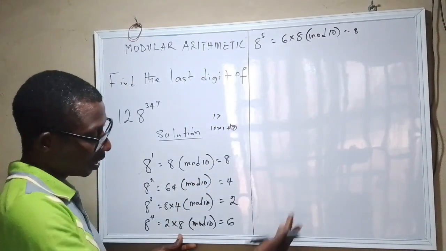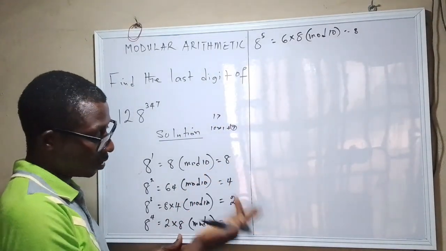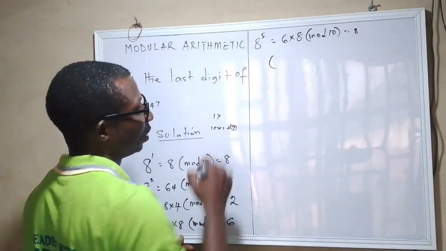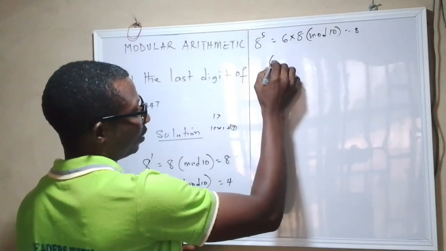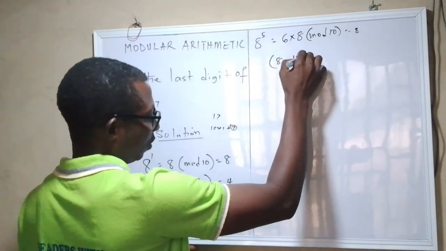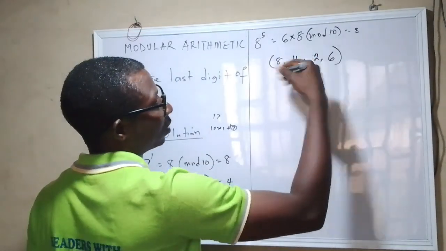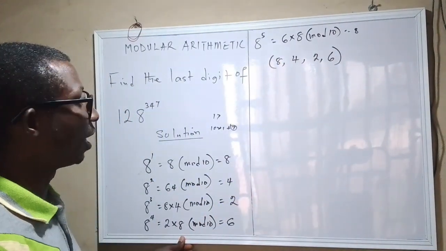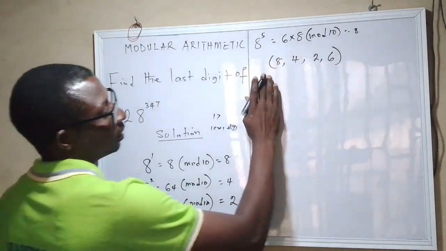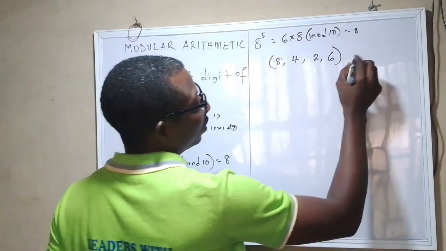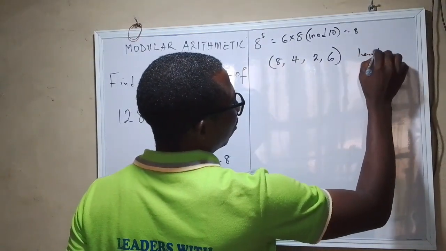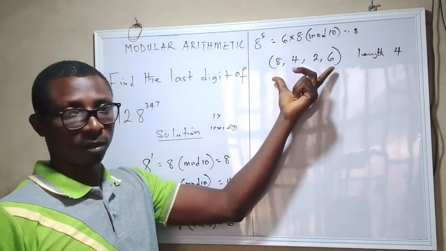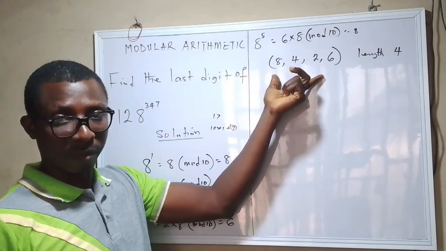So if you continue the process, the next one we are going to have 4, we have 2, we have 6, and so on. So these are the last digits we are going to be having. We have 8, 4, 2, 6, repeating itself over and over. So now you can see the length of this cycle is 4. So we have 4 possible numbers.